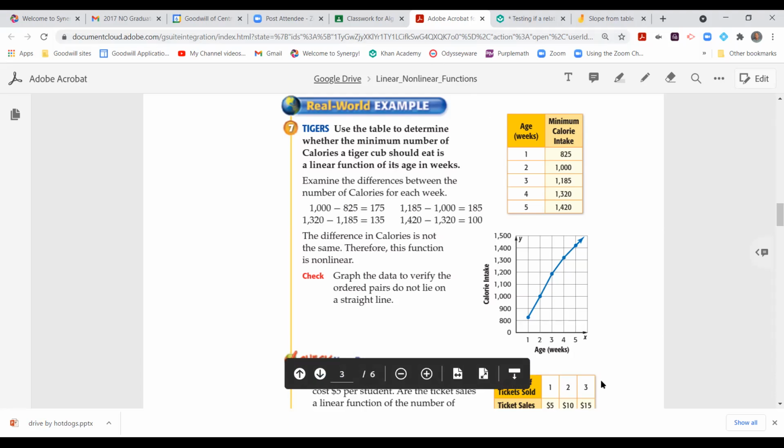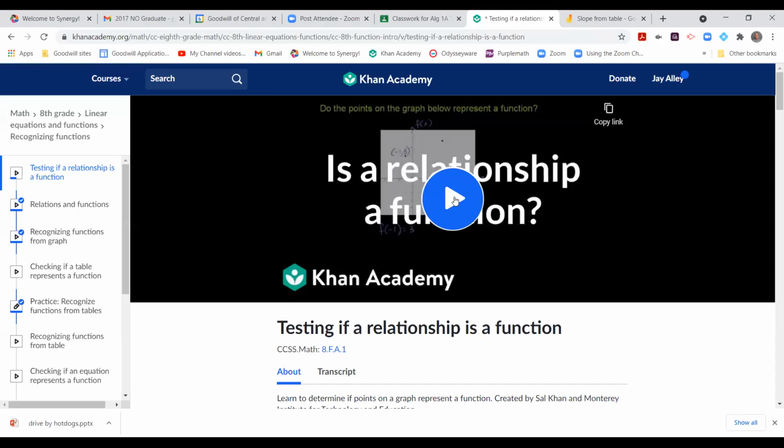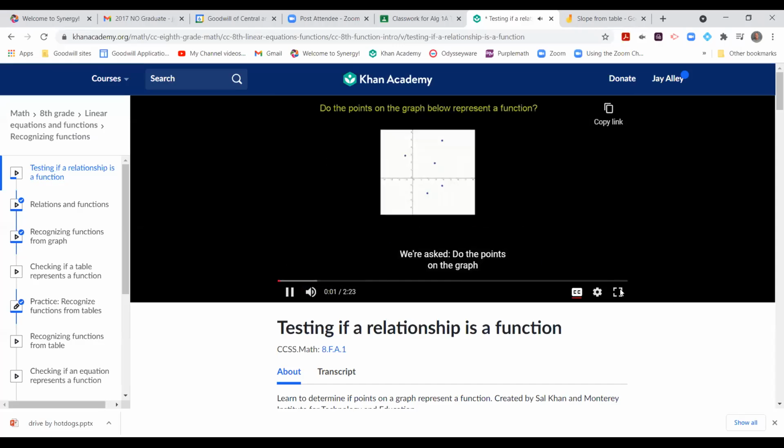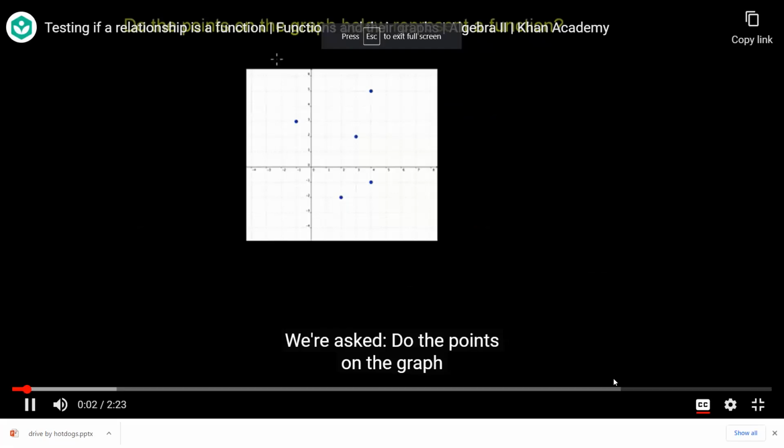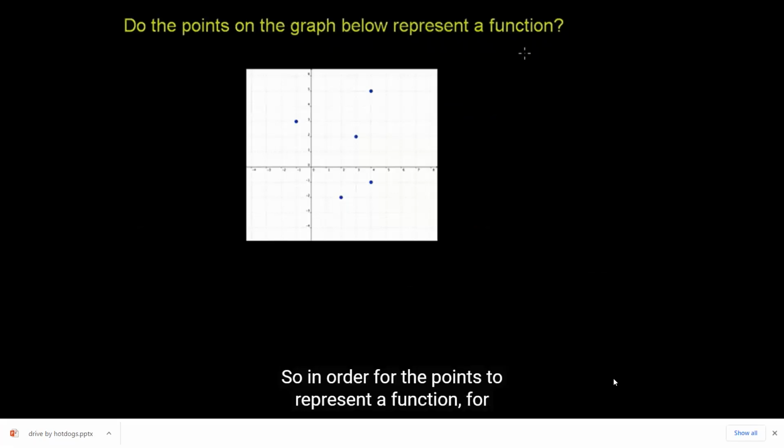So I want to look at this Khan Academy video next. I've got to find it. And it's hard. You can't be here the whole time. We're asked, do the points on the graph below represent a function? So in order for the points to represent a function, for every input into our function, we can only get one value. So if we look here, they've graphed the point, looks like -1, 3. So that's the point, -1, 3.